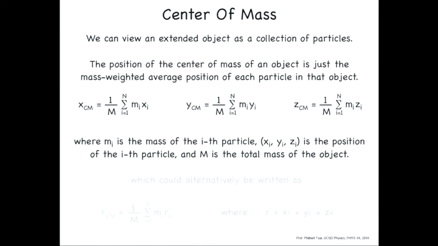Okay, and so that procedure is just what's described mathematically here, taking the sum of the mass of each little slice times the position of each little slice, add them all up, and divide by the total mass. And we can do that in x, we can do it in y, we can do it in z, and then we'll have the x, y, and z components of the center of mass.